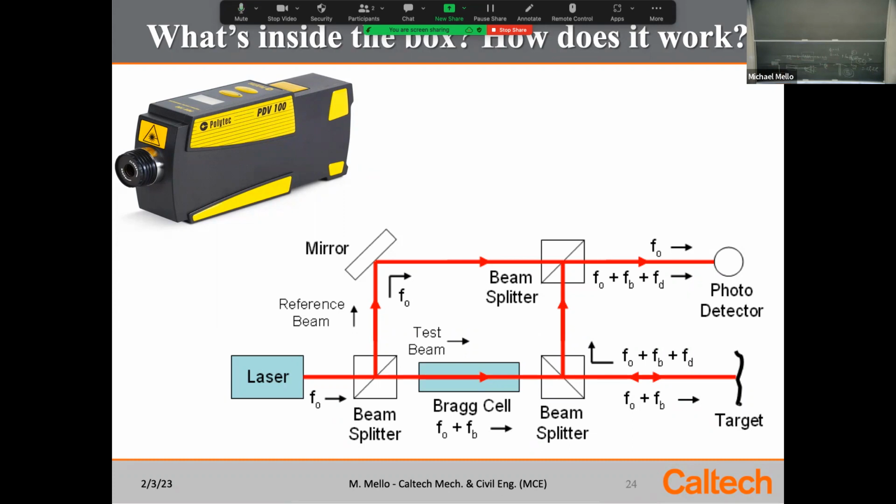Yep. It's a very realistic question, but what if the target moves at that specific frequency? Like, sometimes we don't have... So yeah, that's good. That's good.